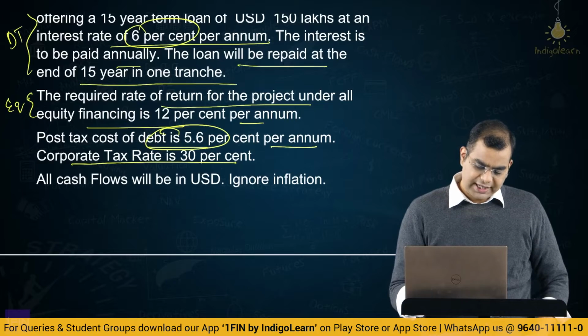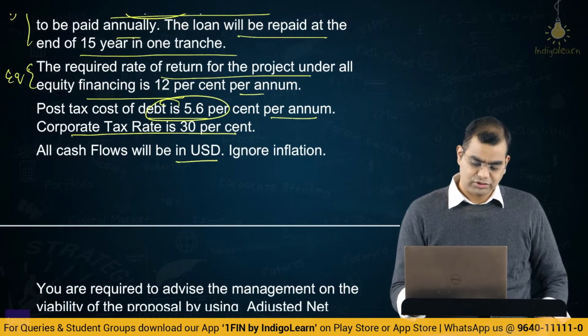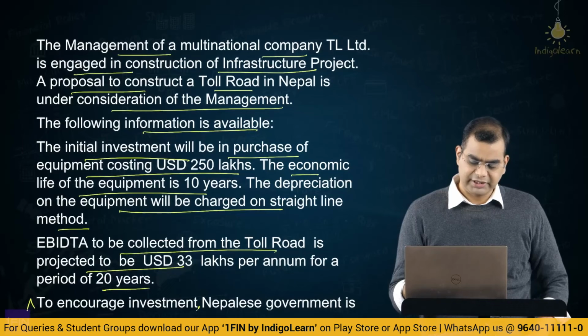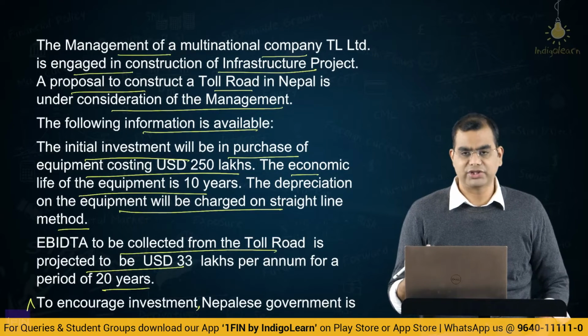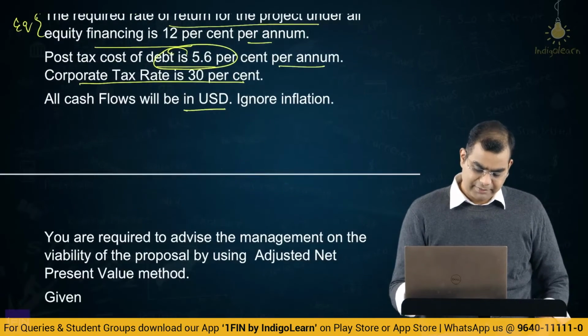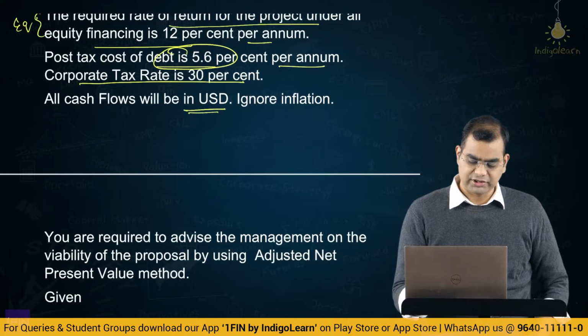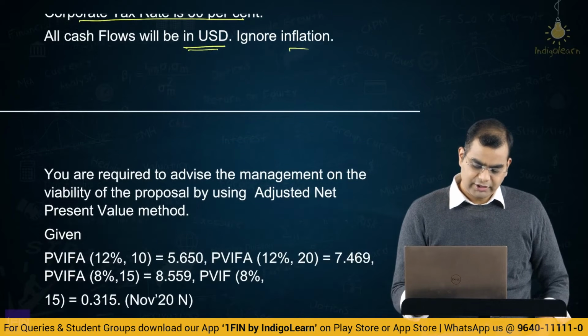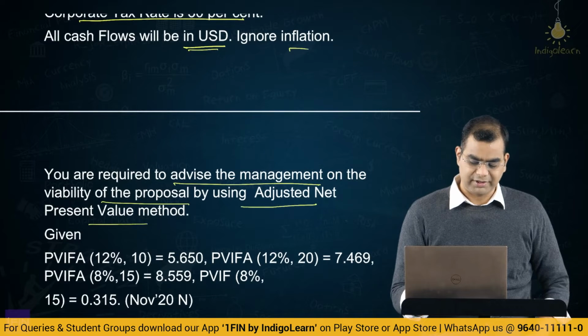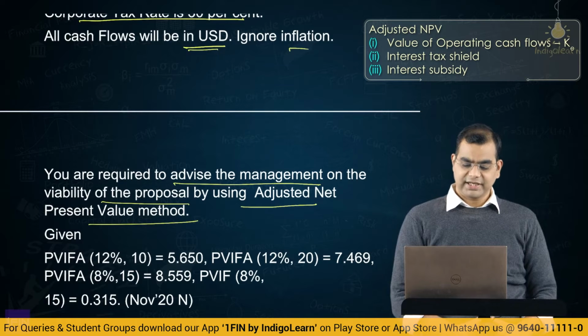Okay. All cash flows will be in USD. Oh, so it's a which company? Multinational company TL Limited. I don't know whether it is based out of India or which country, but they're saying they want to invest in Nepal and they're saying all cash flows will be in USD. Ignore inflation. Okay. You are required to advise the management on the viability of the project by using adjusted NPV method. So here they have said adjusted NPV method.